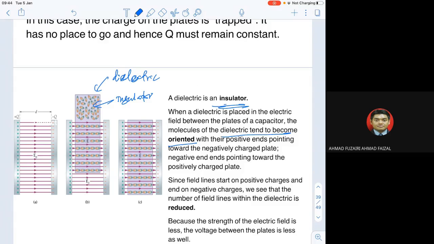But when we put it inside the electric field, when it experiences an electric field in between the plates, the molecules of the dielectric will tend to be oriented, with their positive ends pointing towards the negative, and the negative ends pointing towards the positive.